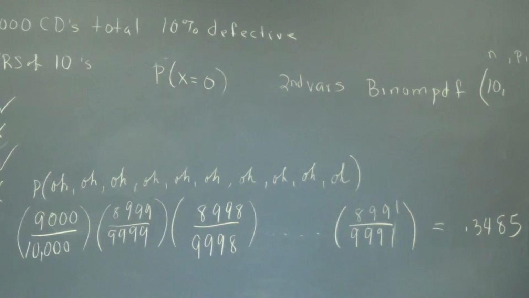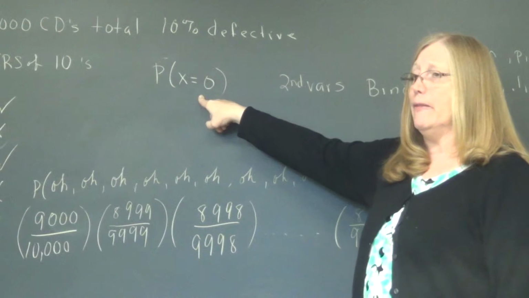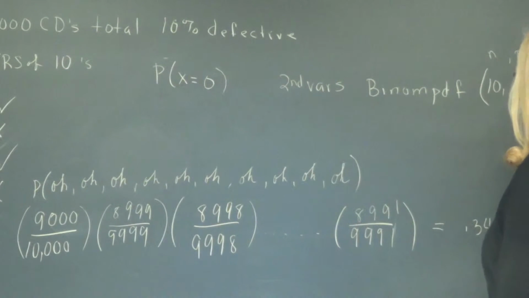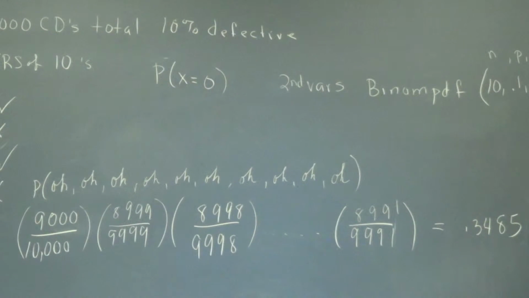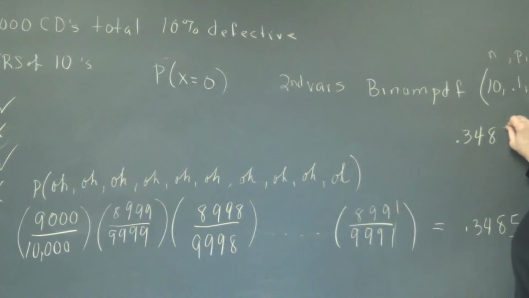And what's the probability of being defective? 10%, 0.1. And we want to know what the probability is of no defects in those first 10. So what does it give you? 0.348687. So we're off by, 0.3487.